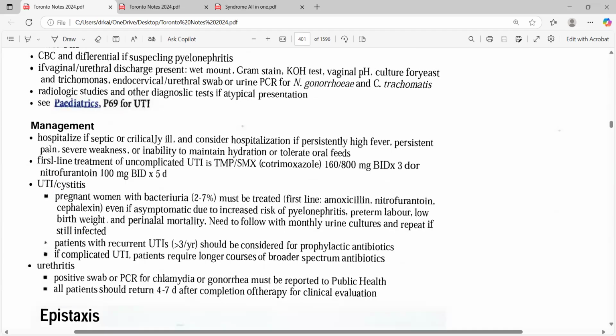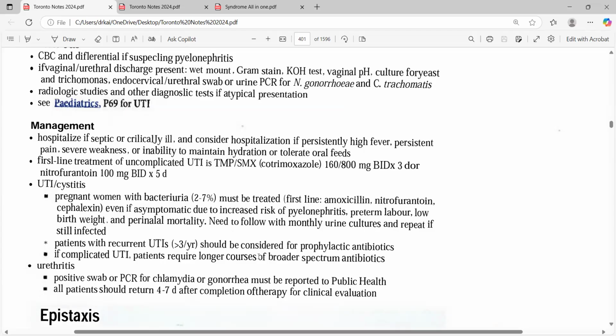In the patient, we do hospitalize if septic or clinically ill. In that cases, we have to give them the internal treatment where they are not able to tolerate well. The first line for uncomplicated is trimethoprim, sulfamethoxazole or nitrofurantoin. Usually we do practice nitrofurantoin, a lot of them. And then the UTI cystitis, in that case, we go for the amoxicillin, which is very safe. Even nitrofurantoin goes for them too as well.